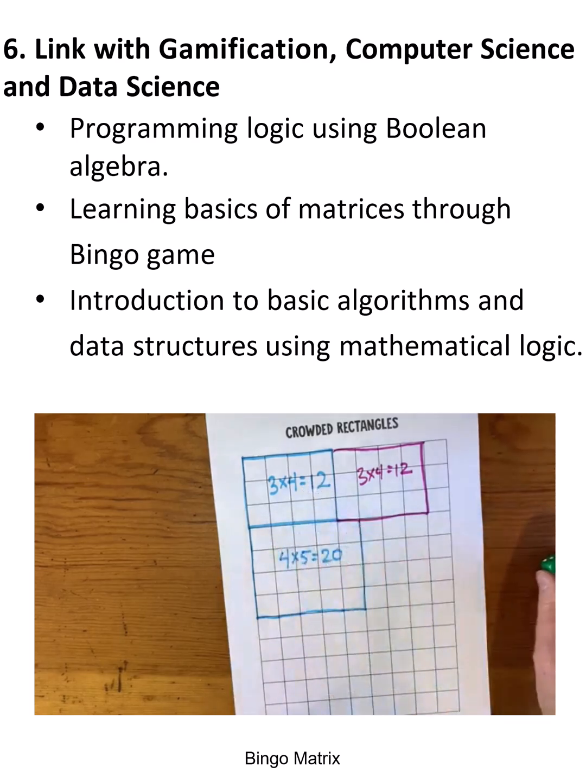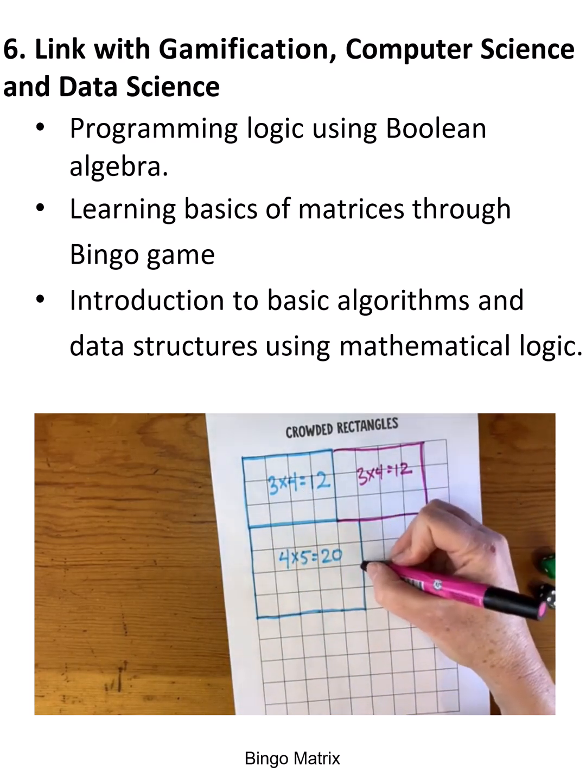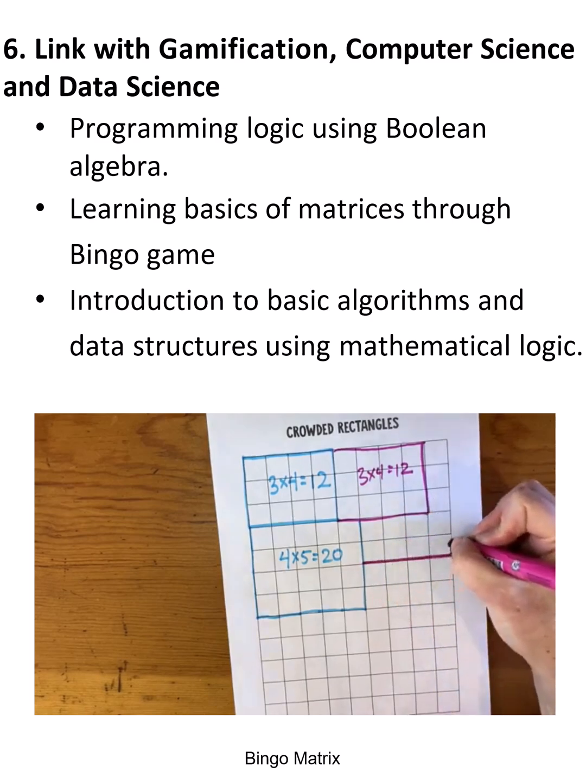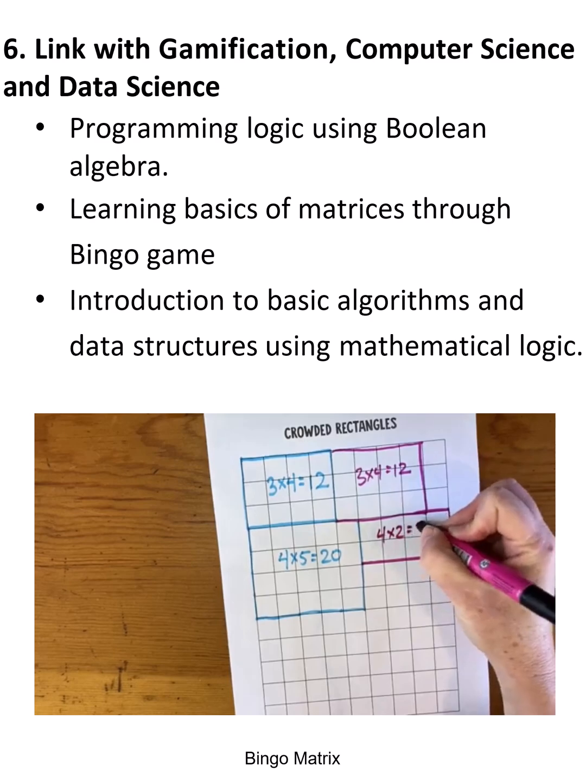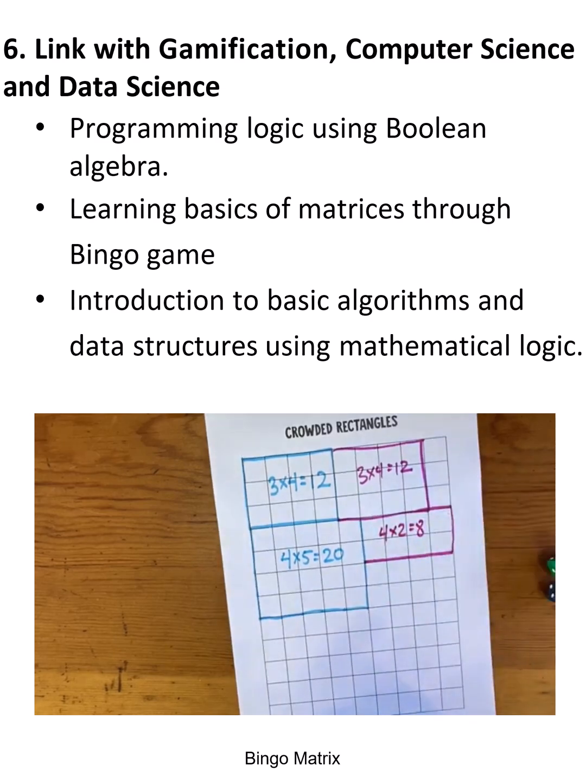Here's a 4 times 2 from pink. We can fit that right in here. 4 times 2 equals 8. And what we're doing is we're filling in all of the squares of this board. In a little bit, somebody will roll and won't be able to fit their rectangle inside the board. When that happens, the game ends. So let's see what happens next.